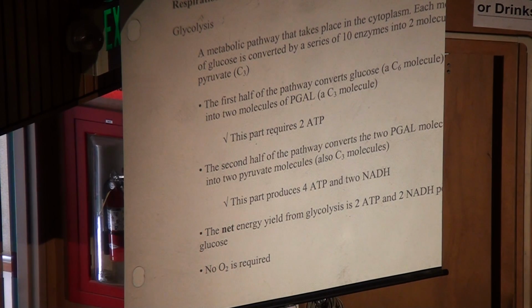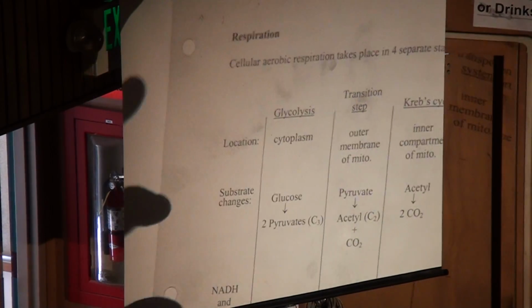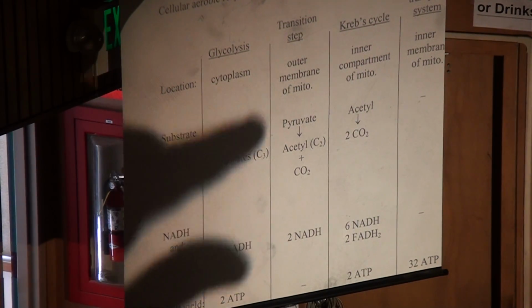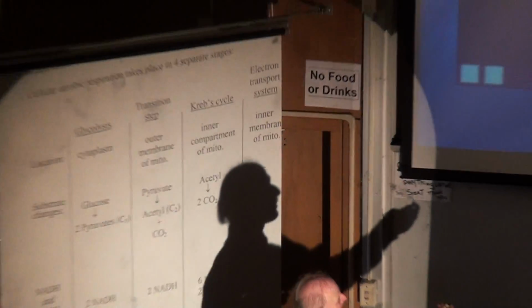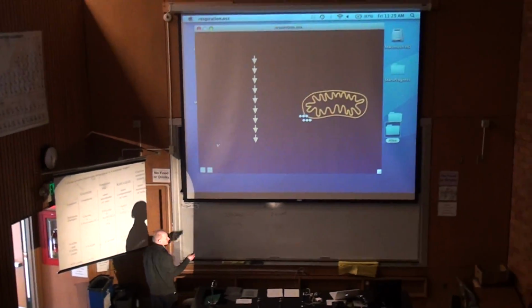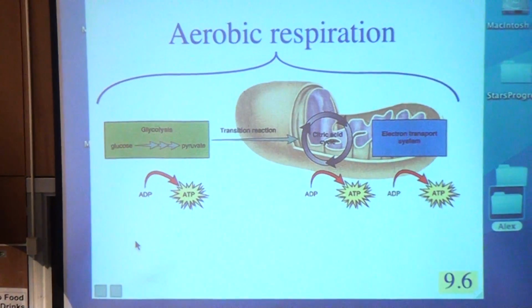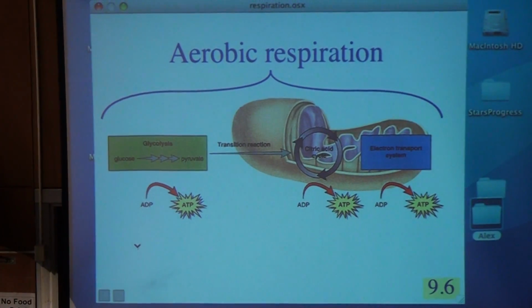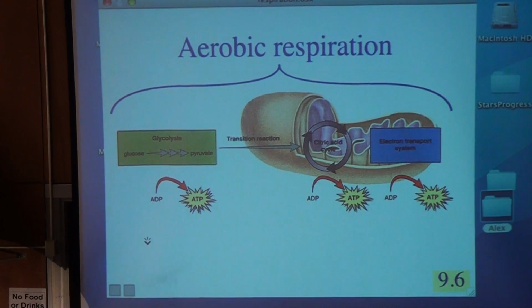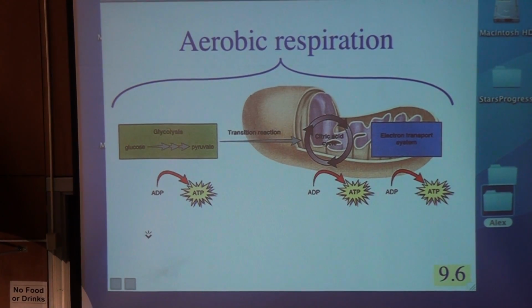Ready for the transition step? Yes is the answer. Okay, good. All right, so look at our score sheet here for a second. The transition step is going to take place in the outer membrane of the mitochondria, where those pyruvates just drifted over to. Oh, there you see it on this diagram. The transition step is that gray arrow of the pyruvates going up to the mitochondria's outer membrane.